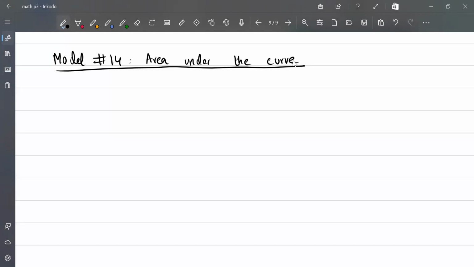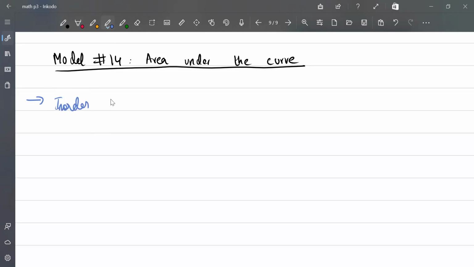All right. So model number 14, area under the curve. This is a model which you have already studied in AS. But regardless of the fact that you have already studied it, we are going to still recall it fully. So even if you don't remember it, you can easily recall.